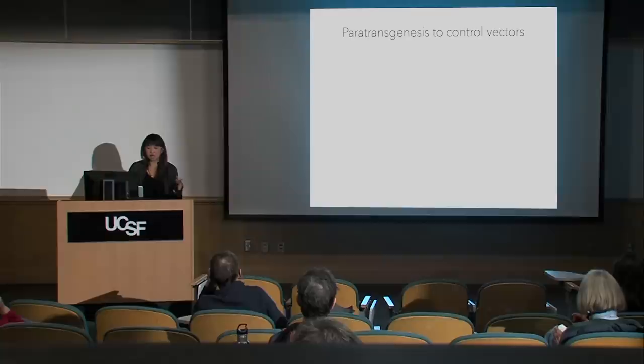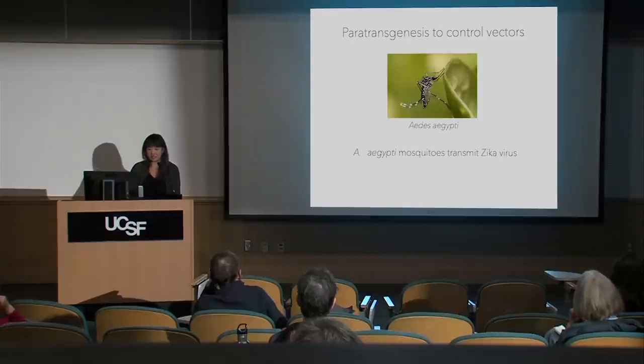One of the new ways is called paratransgenesis. This is talking about controlling something about the biology of the vector rather than going after the actual microbe. Typically, it's by engineering other microbes that are associated with the vector that could negatively affect the ability of the vector to carry the pathogen. I'll explain what I mean by that through an example.